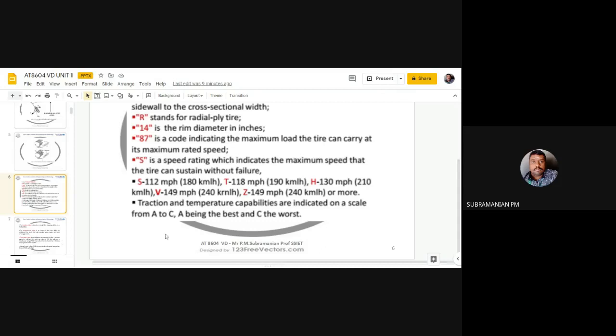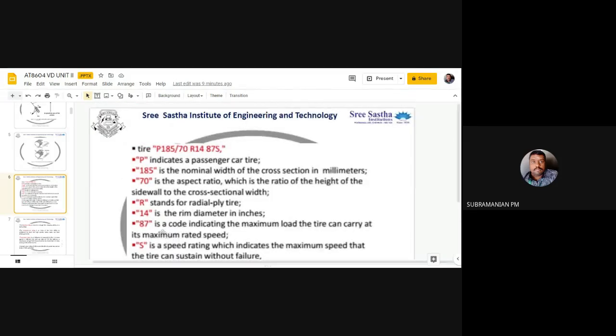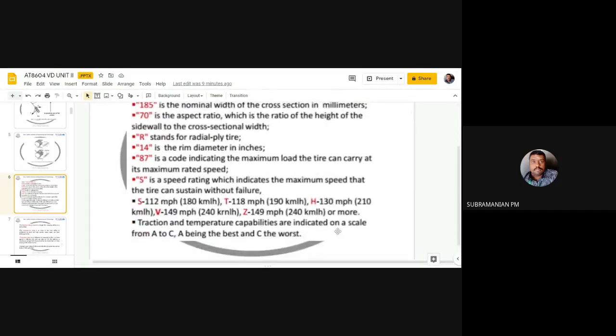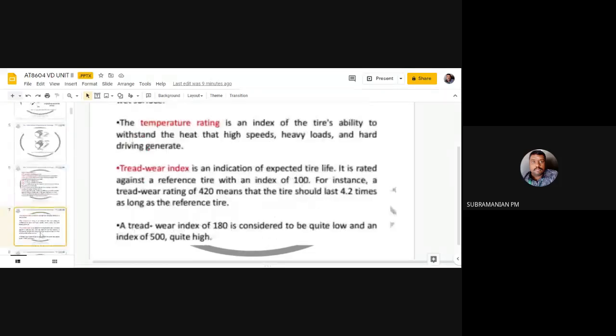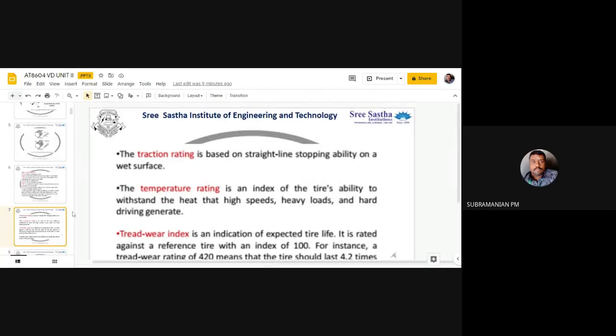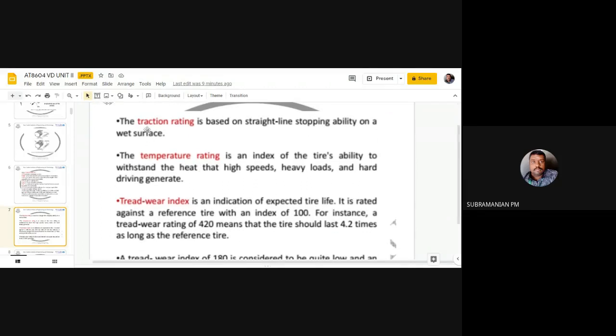And afterwards you have the traction and temperature capabilities. That is how far it can give tractive power and how far it can withstand high temperature. We have a scale from A to C, where A is the best and C is the worst. So these are all the designations of the tire.